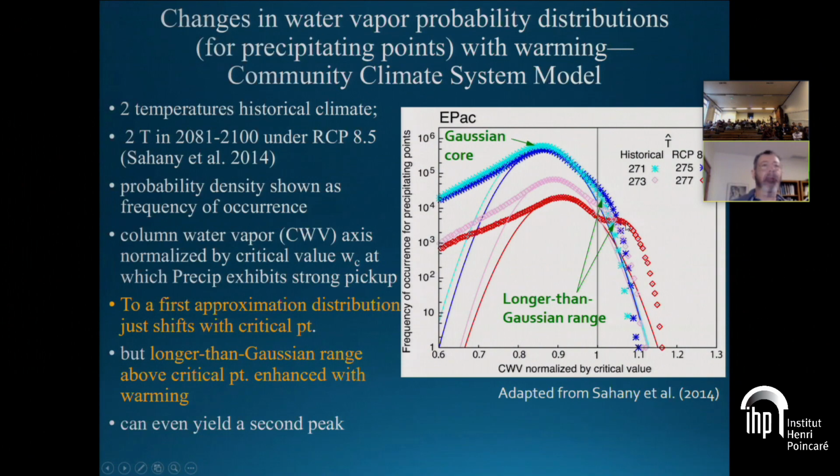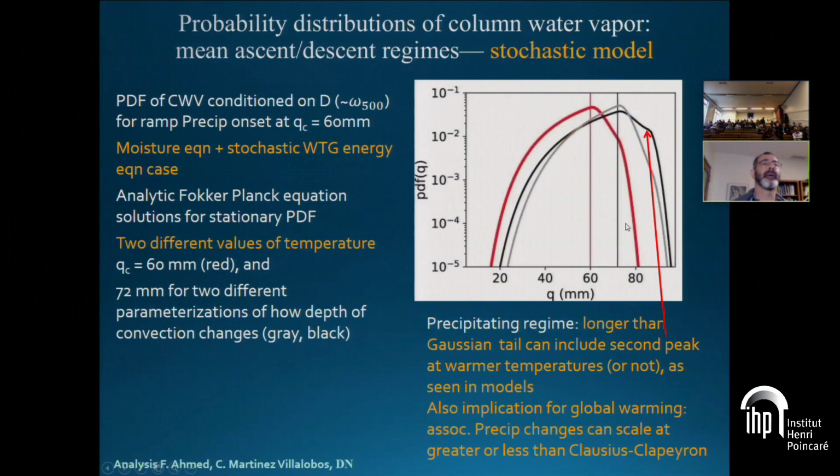Can we get an analog for that in the simple stochastic model? Well, yes. This is showing in red here a representation of the current climate, where you have a certain value for the critical water vapor for onset, and then another case at a warmer temperature representing the future climate, where your onset is at a higher value.